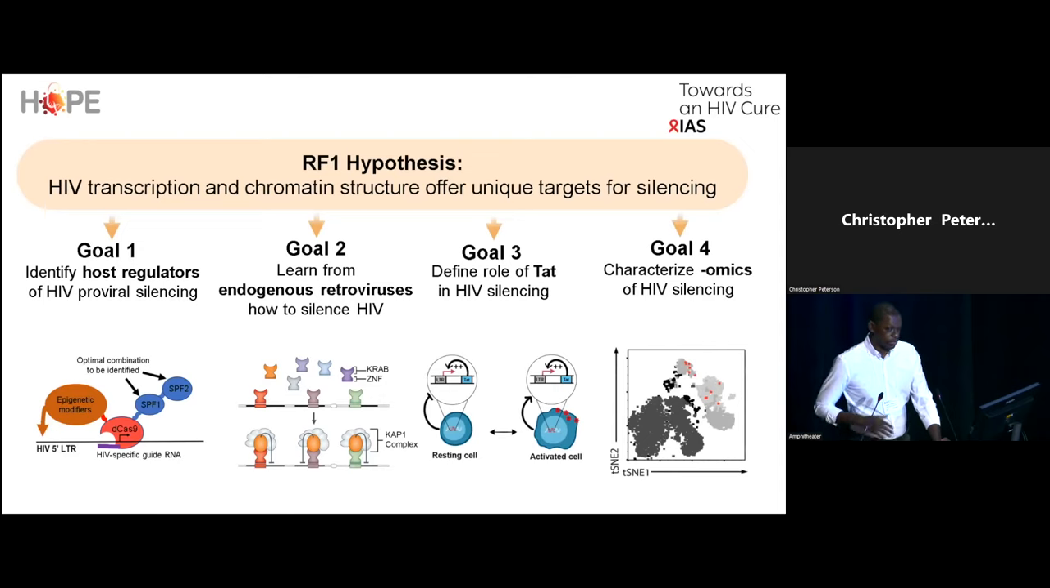And finally, when you do introduce these silencing approaches to silence the provirus, we want to use a number of omics assays to look at these individual cells at the single cell level, really to identify how these cells are being silenced in individual cells. And in cells that don't get silenced, we'll be able to characterize those features.